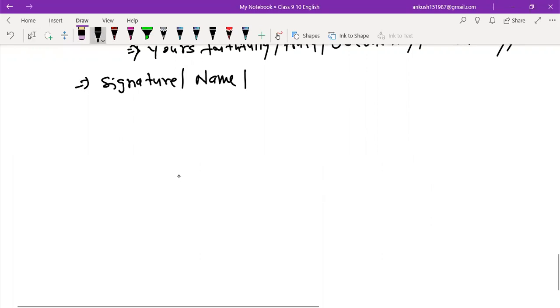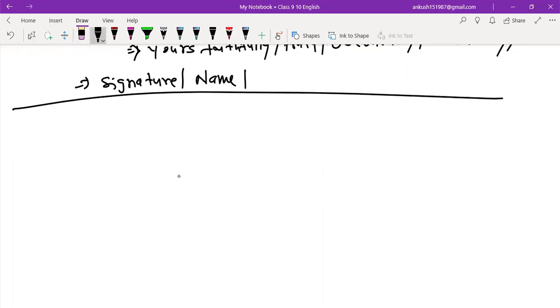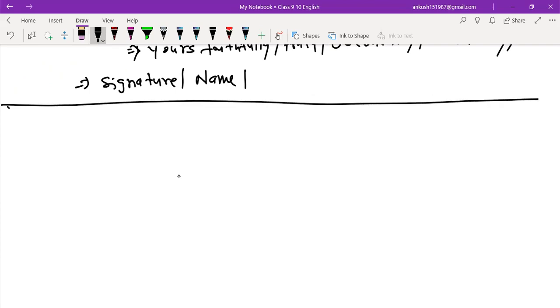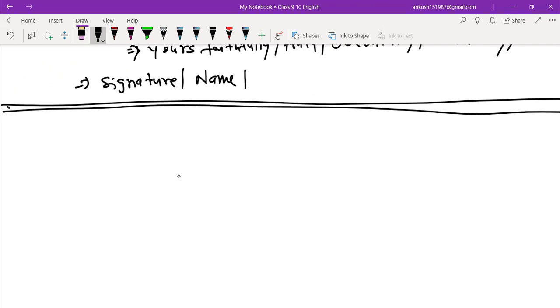So in this way we should write the letter to the authority or to anyone you wish to write. Are you getting the point? Yes, sir. Now some points you have to keep in mind. A very important point is how the marking scheme works in the letter. Do you know the marking scheme?